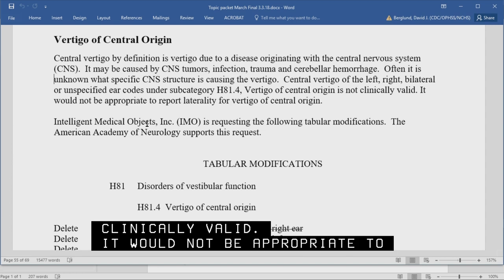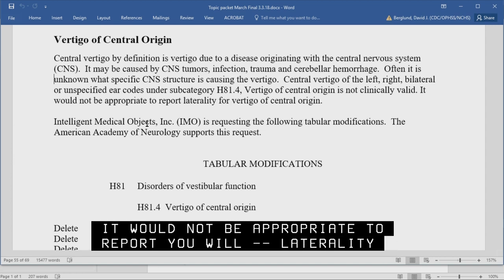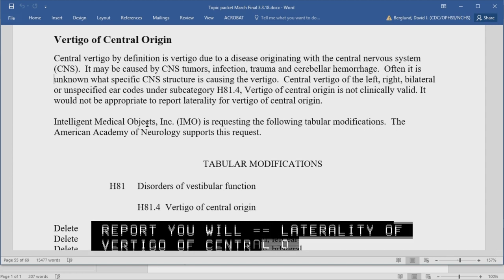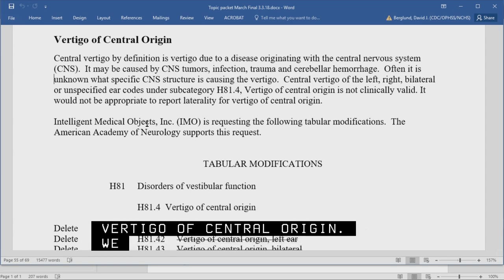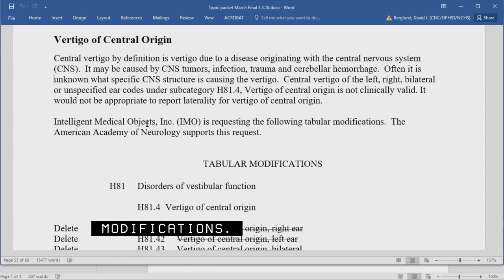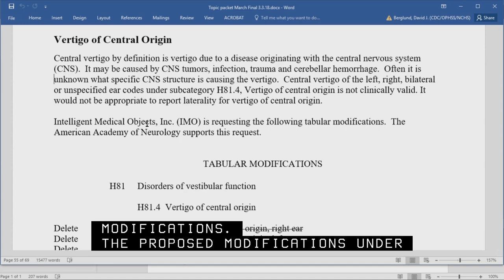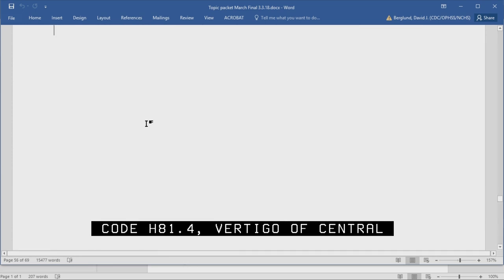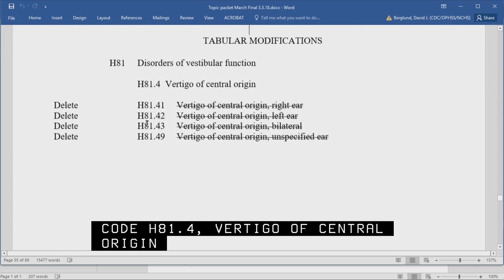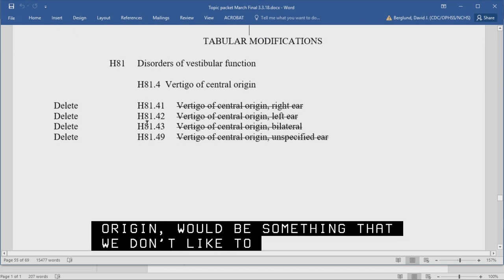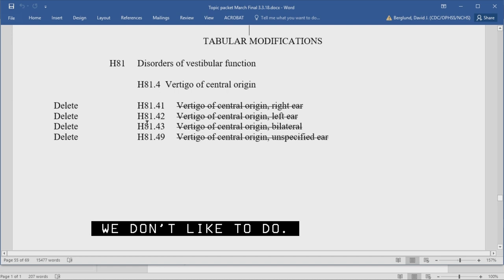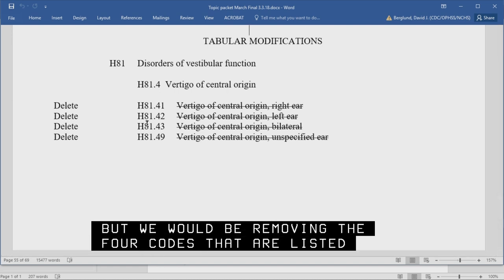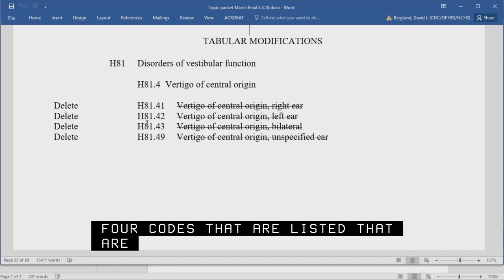IMO is requesting the following tabular modifications. This proposal has been reviewed and supported by the American Academy of Neurology, and the proposed tabular modifications under code H81.4 for vertigo of central origin would be something that we don't like to do, but we would be removing the four codes that are listed that are capturing that laterality for the vertigo of central origin. Are there any comments or questions here in the room?